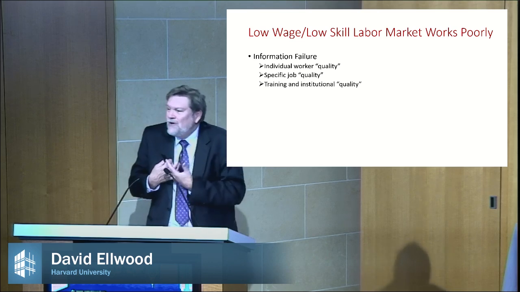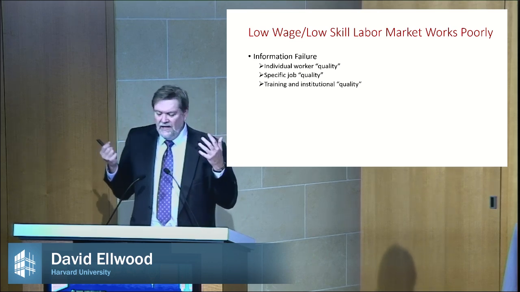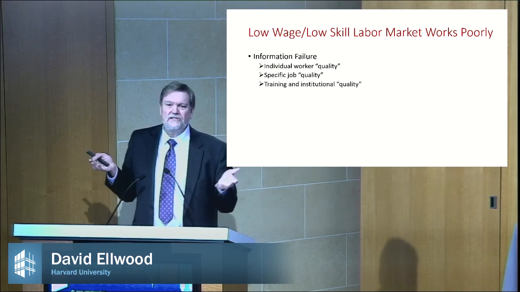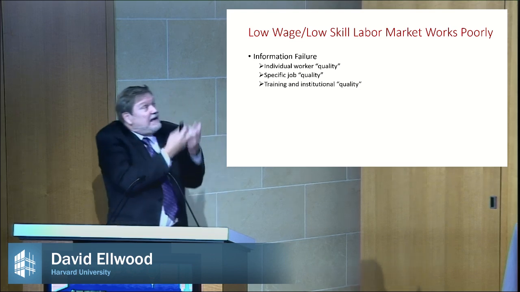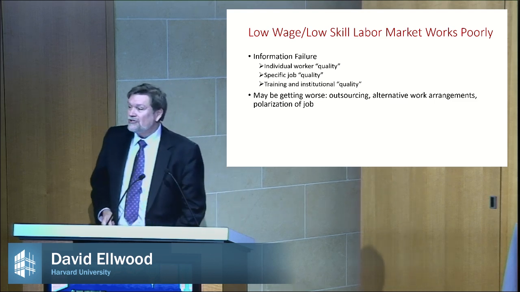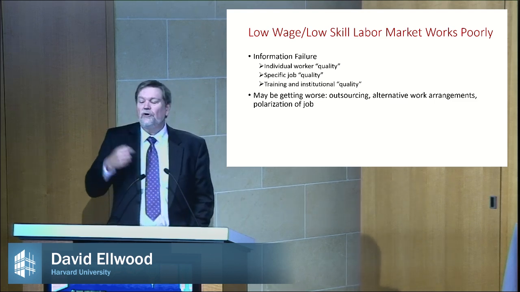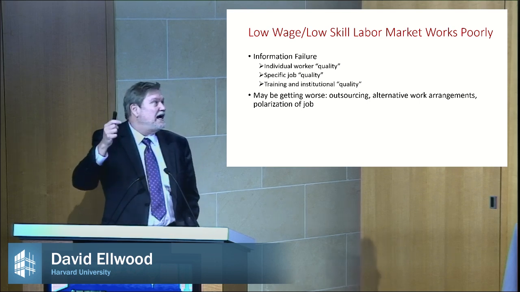And finally, we have lots of teaching and training institutions. We have community colleges. They are the best and worst institutions in this country, and we can't tell very well. So you don't even know how to get to the next level. And then finally, I think it's probably getting worse because of outsourcing and alternative work arrangements. You used to learn about workers because they were working for you in low jobs.